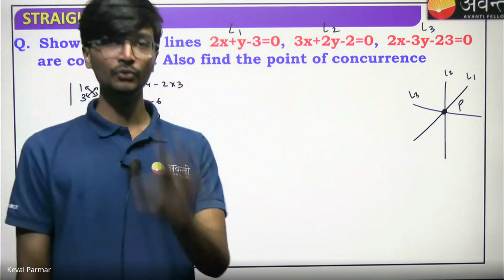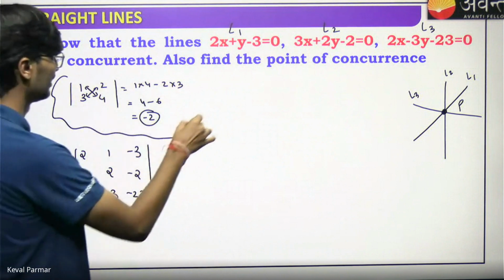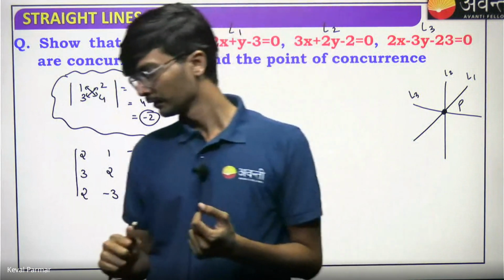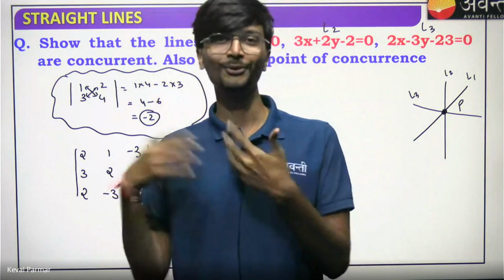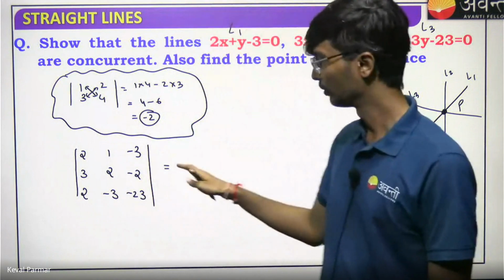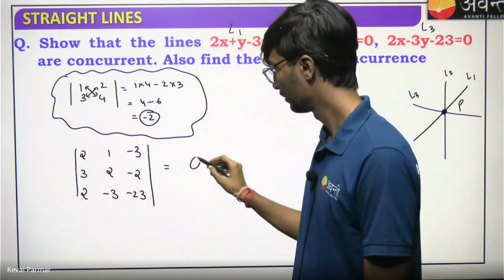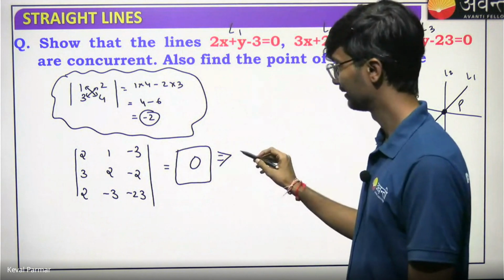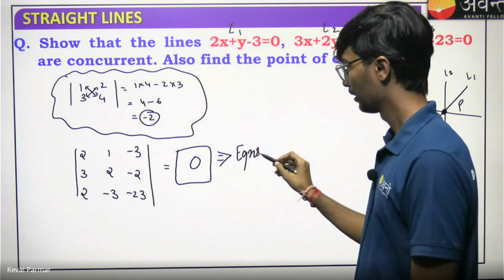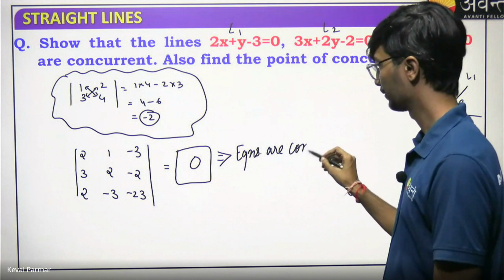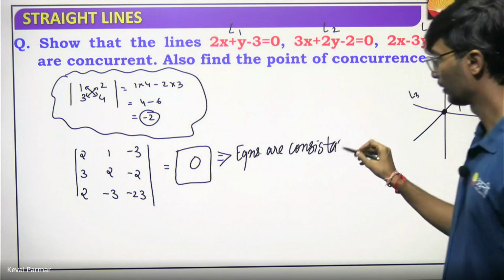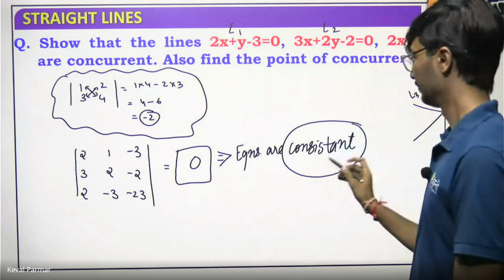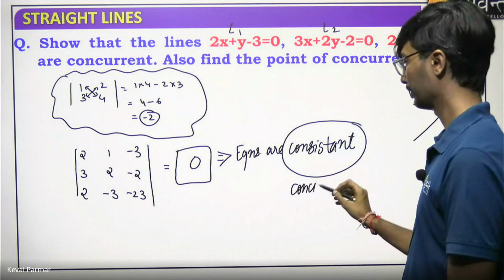As you know how to evaluate a 2 cross 2 determinant, but we don't know how to evaluate a 3 cross 3 determinant, so I'll not go any further. But suppose this determinant's value comes as 0. If this determinant's value comes as 0, we can say equations are consistent. And as I told you, the meaning of consistent in coordinate geometry or straight lines is concurrent.